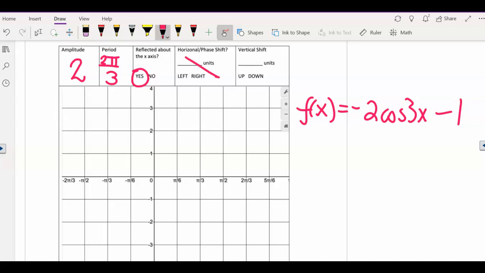We have not covered this as of yet. This will be covered by the last section. And there's a vertical shift of 1 unit down, okay?